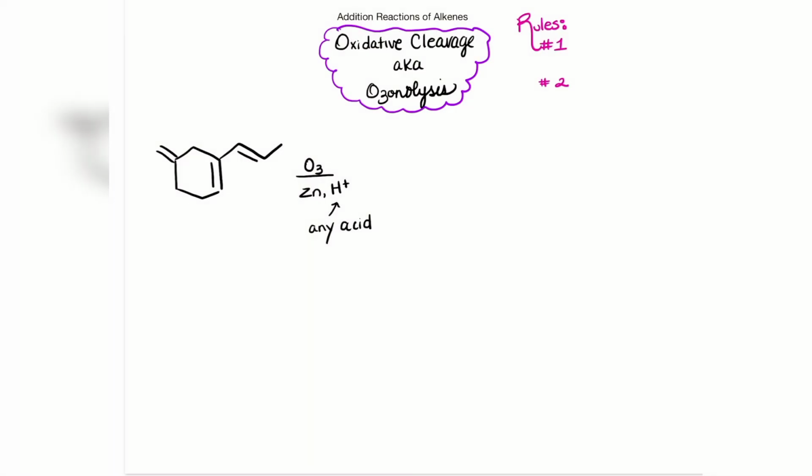Welcome back to KhemWithKess. Today we're going to talk about, again, addition reactions for alkenes using oxidative cleavage, aka ozonolysis. I like ozonolysis for the most part. O3 is the reagent that you're using, so this is what you're looking for in order to complete this reaction.